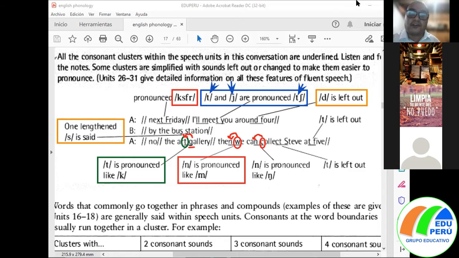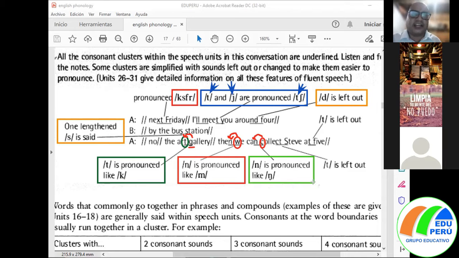So this is regressive assimilation again. All right. This is a regressive assimilation. Notice we have here 3 cases of regressive assimilation, 1 case of reciprocal assimilation. Now, let's continue at the end. Cancolere Steve 5. So what happened here? We have elision, no? Twice.